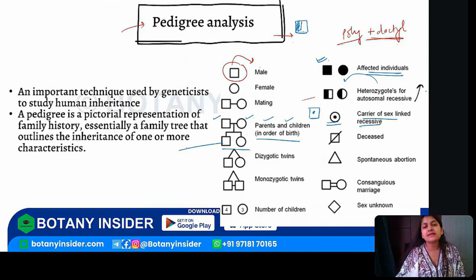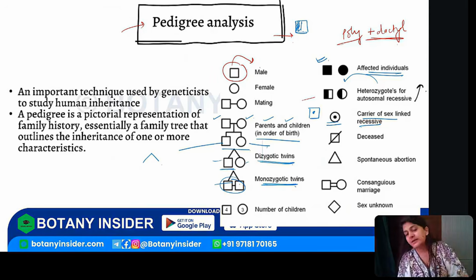So first a male is there and then a female is born, or first a son is born and then a daughter is born. Then we have a dizygotic twin. Dizygotic twin means twins from two different zygotes, so it is like this. Then if it is a monozygotic twin, then it is like this. The two of the symbols will have a connection with each other.